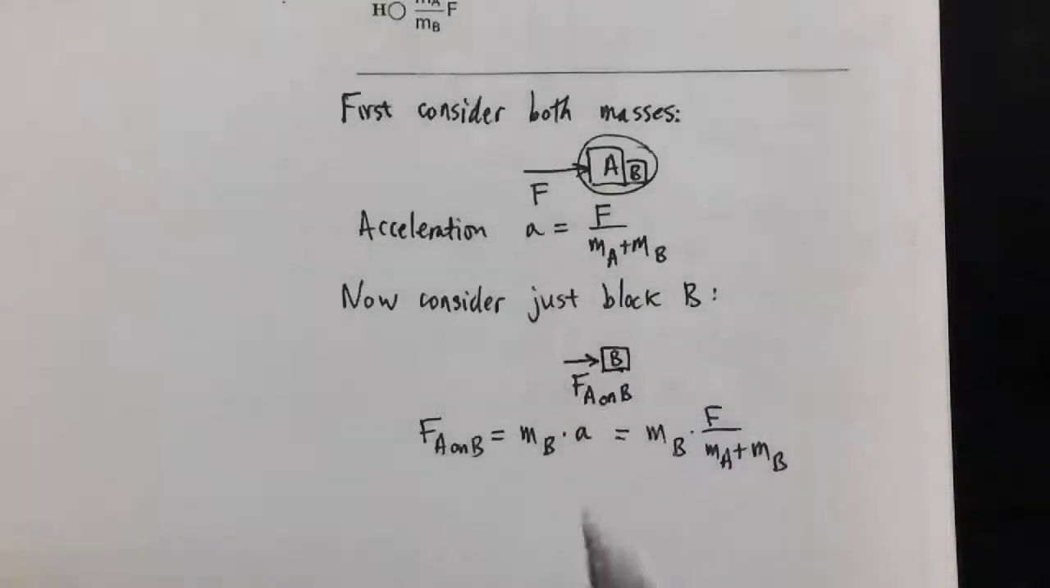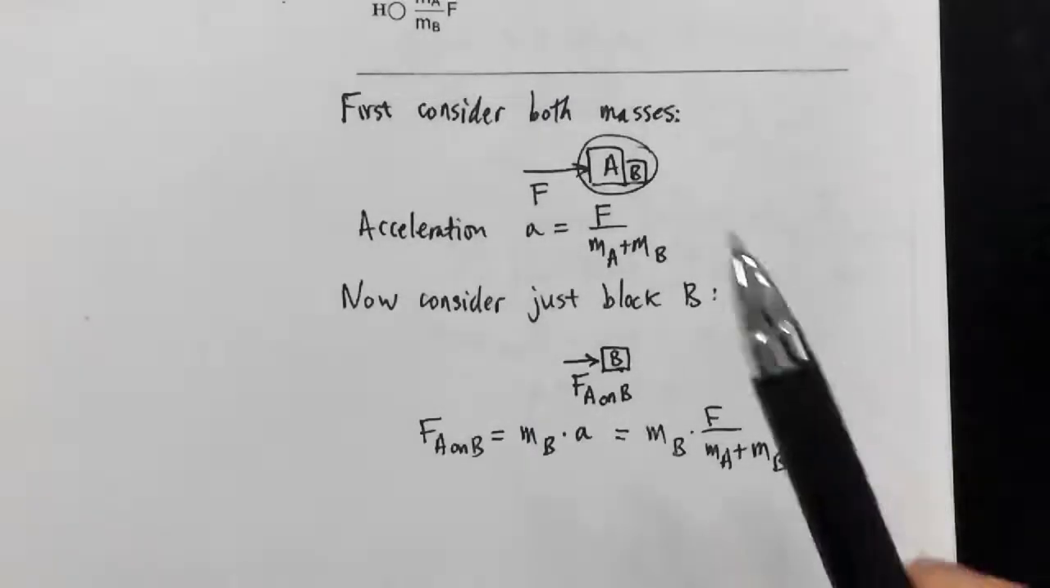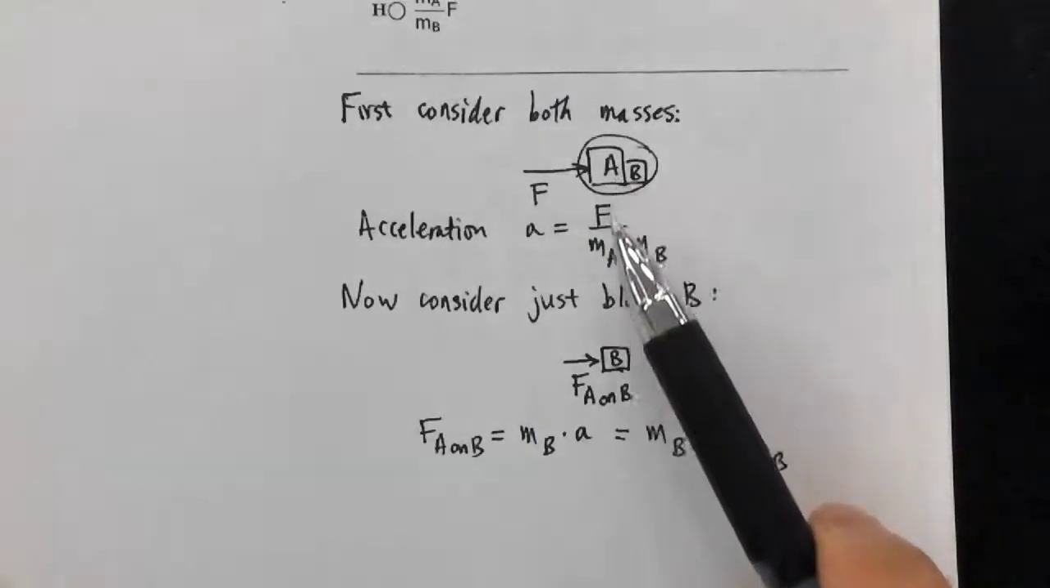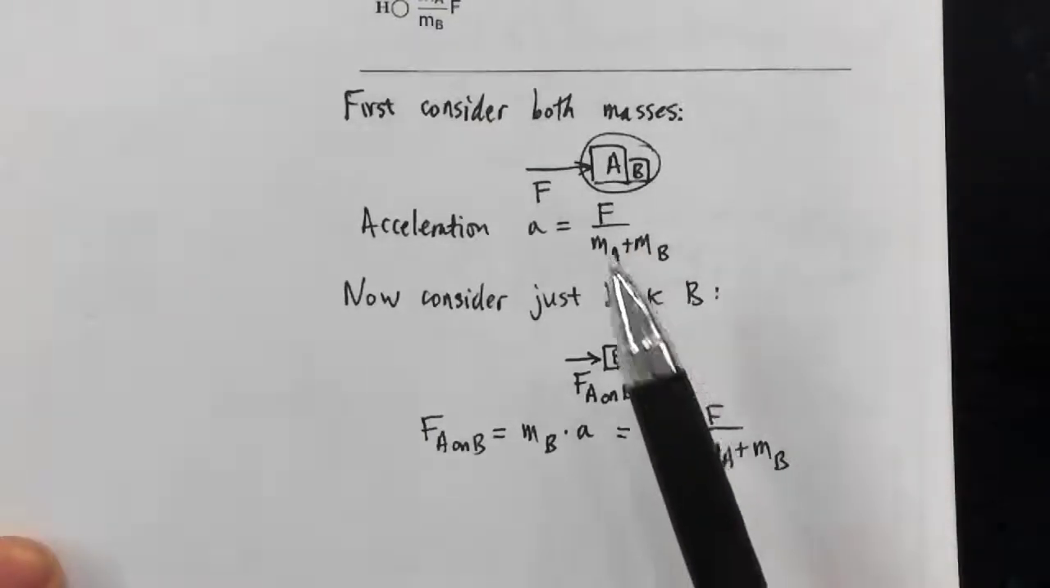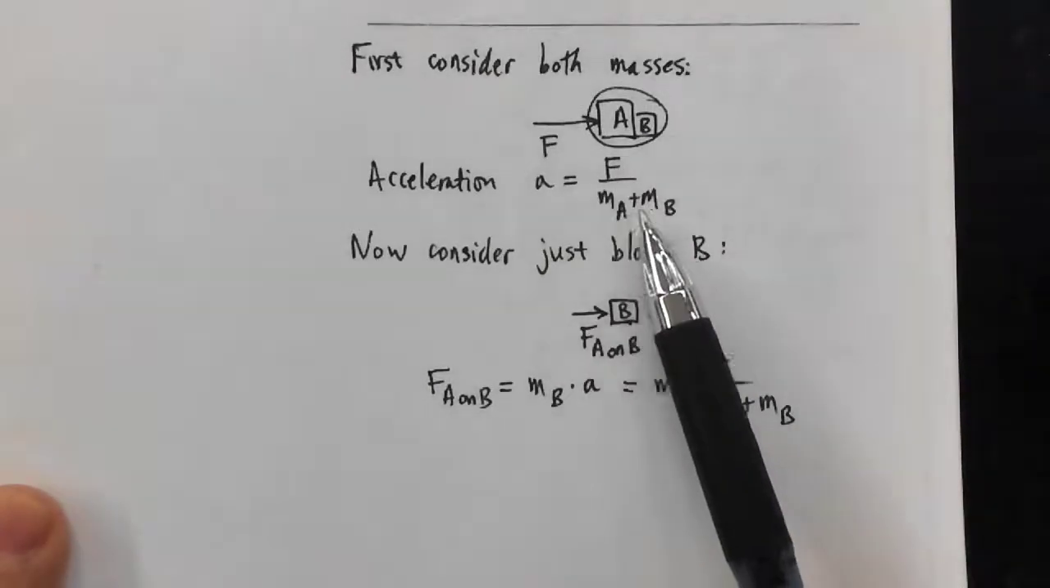So the acceleration is the net force divided by the mass. In this case, the mass would be both blocks, so MA plus MB. So the acceleration will be F over MA plus MB.